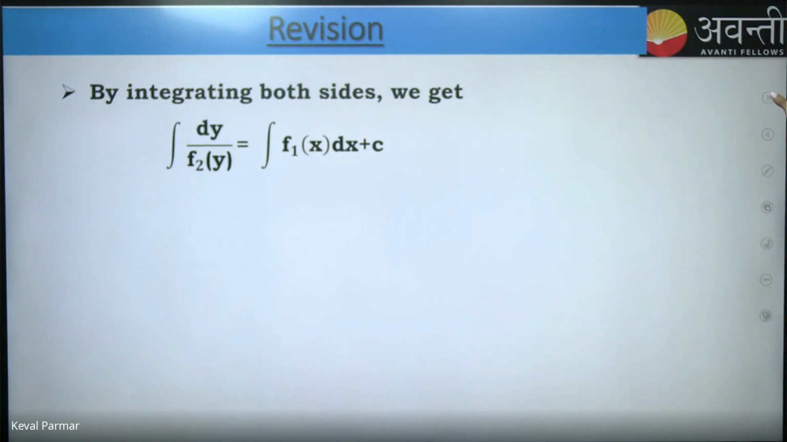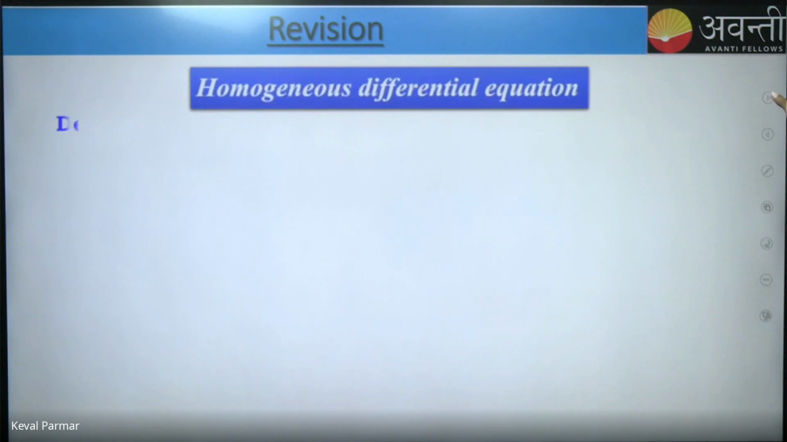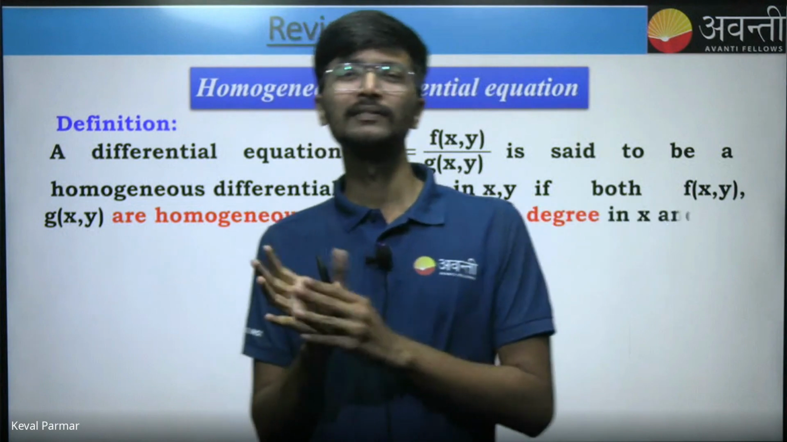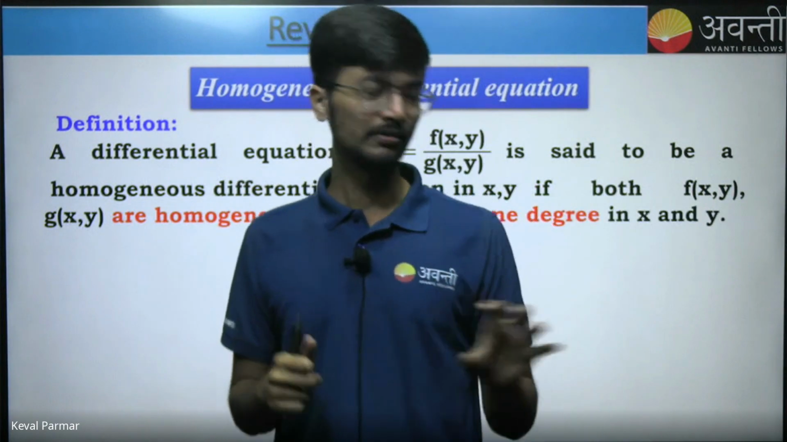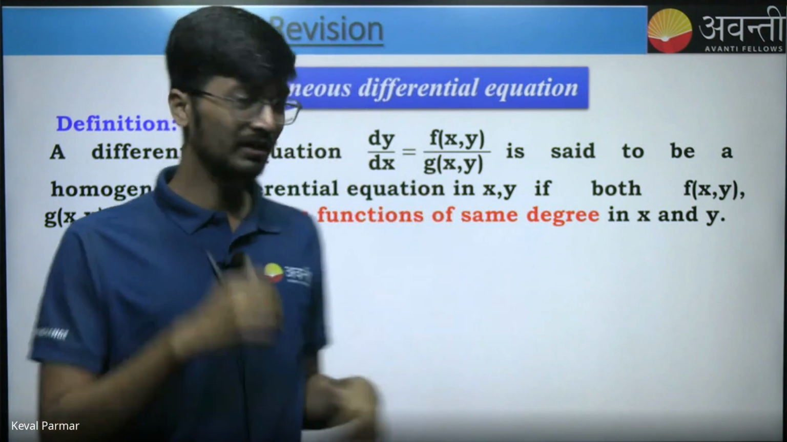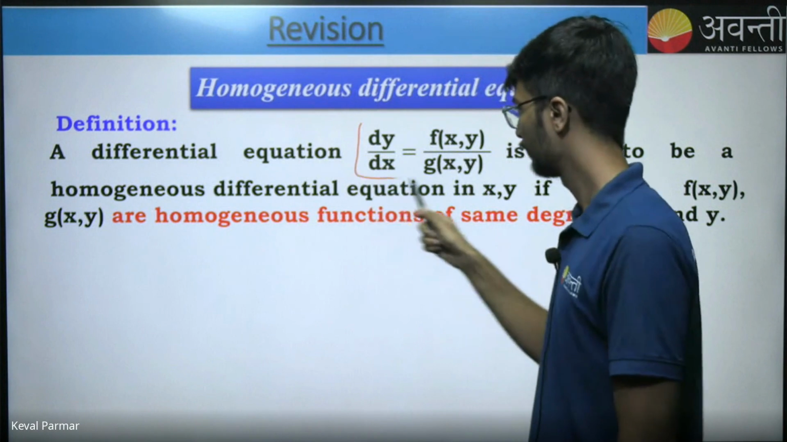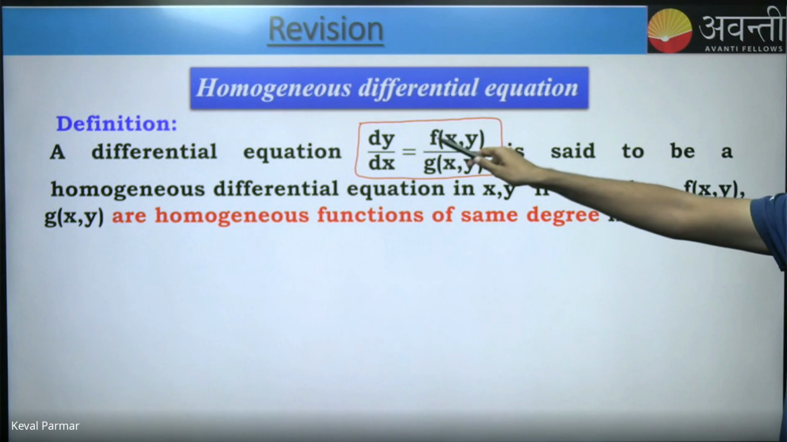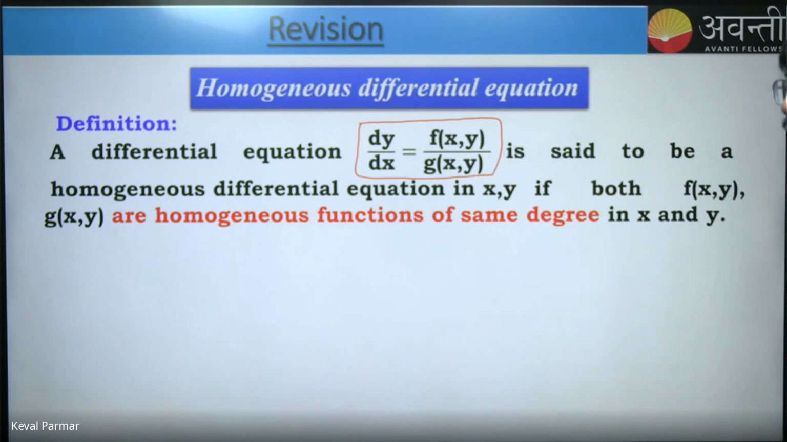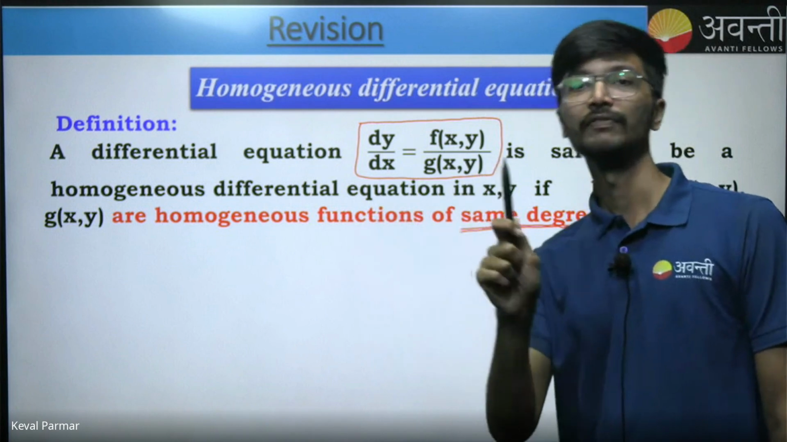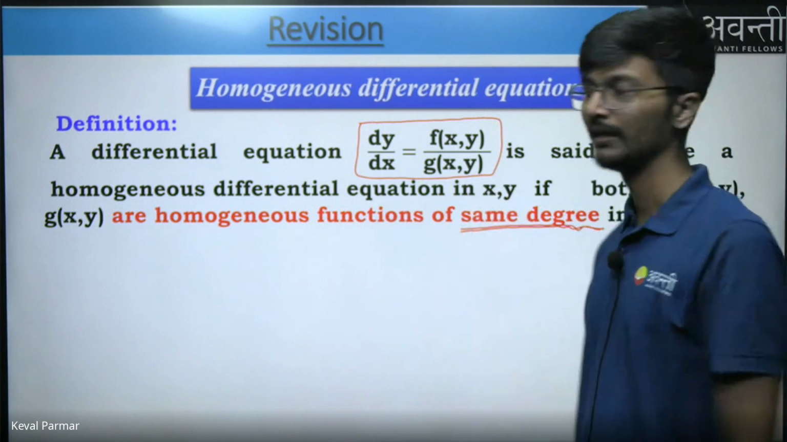Next is homogeneous differential equation. Homogeneous differential equation is a bit important, and you can say a bit lengthy also, because in homogeneous differential equation we need to substitute. Now let's see. I hope you know what is the homogeneous differential equation. Equation of the form like this, where degree of f and degree of g both are same. If the degree is same, then the differential equation becomes a homogeneous differential equation.